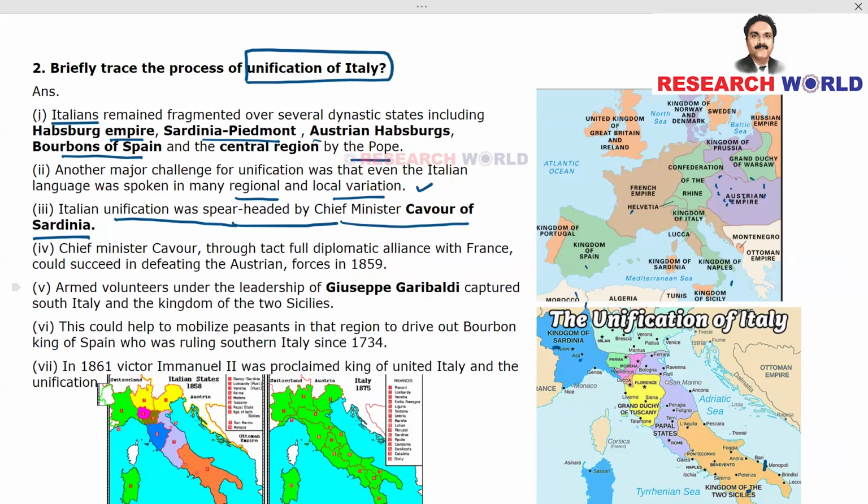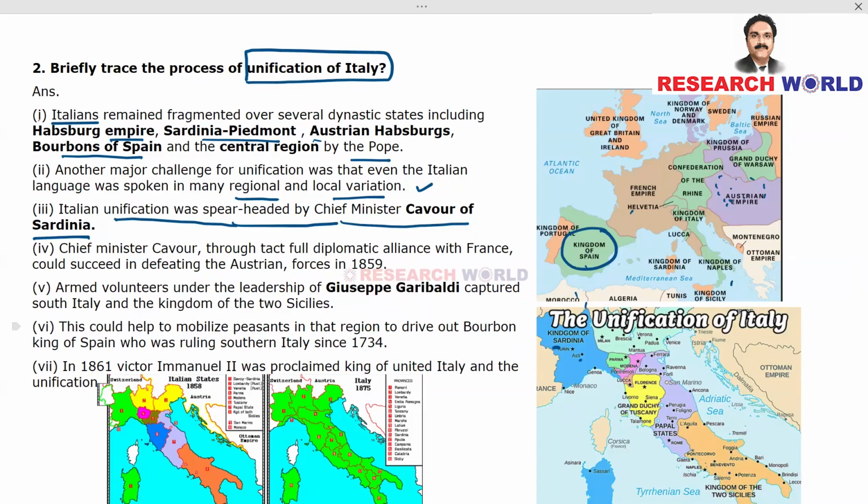Now, armed volunteers under the leadership of Giuseppe Garibaldi captured South Italy and the Kingdom of Two Sicilies. This is the Kingdom of Two Sicilies, the southern part of present-day Italy. This geographical region was actually ruled by the King of Spain. The Bourbon King of Spain was ruling here, so he was driven out. He was defeated by Giuseppe Garibaldi, and thus the Kingdom of Two Sicilies was liberated.